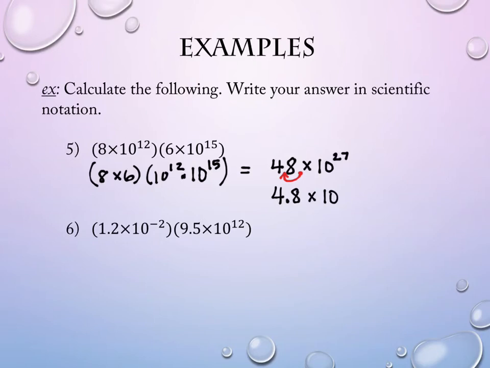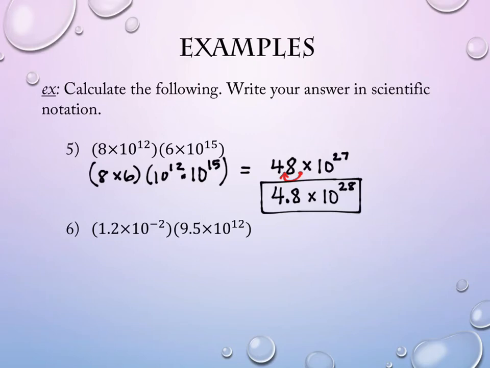28. And it's going to become a 28 because the original number was a large number. 48 is large. So the exponent needs to become larger in order to compensate for the fact that I changed something large, 48, into something smaller, 4.8. Once I'm at this point, it is in scientific notation and I am done. Okay, is everybody good with that?